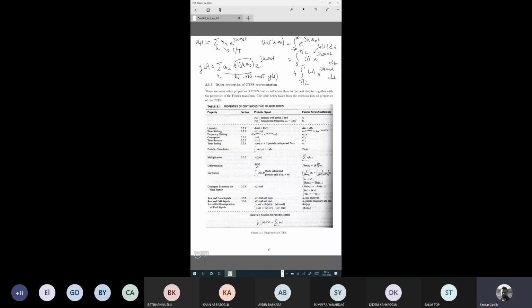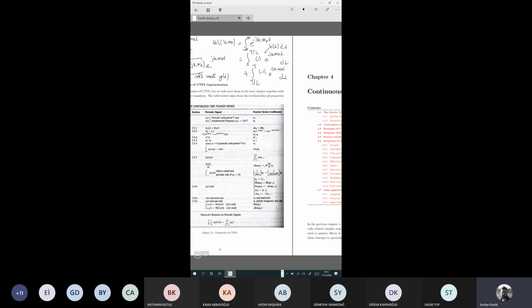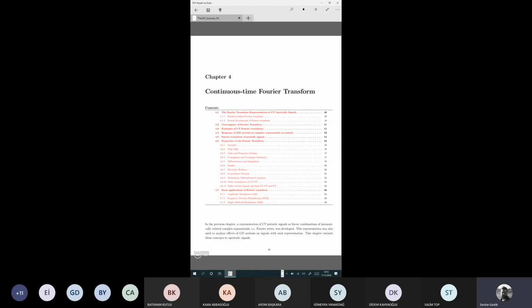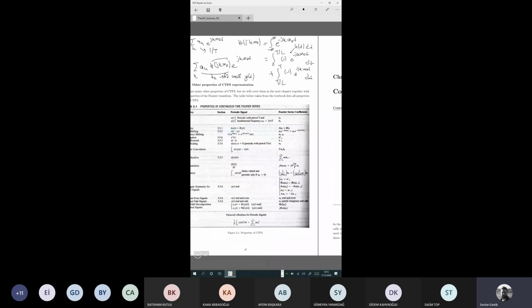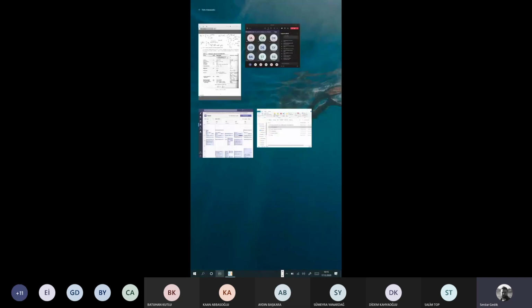So we have more other properties, and please review this table and be sure that you can derive them and understand them. If there are some problems, please find me for this case. This is all for today. Next week we will be discussing the continuous time Fourier transform.